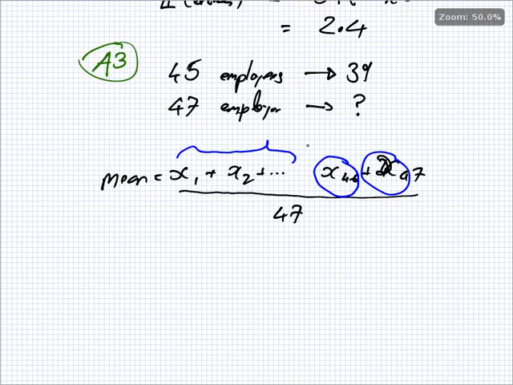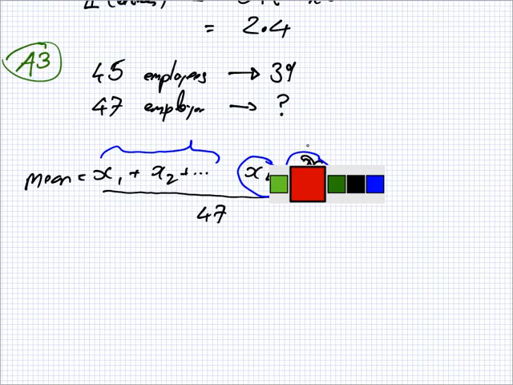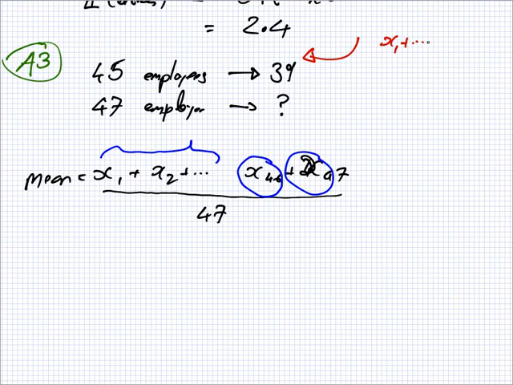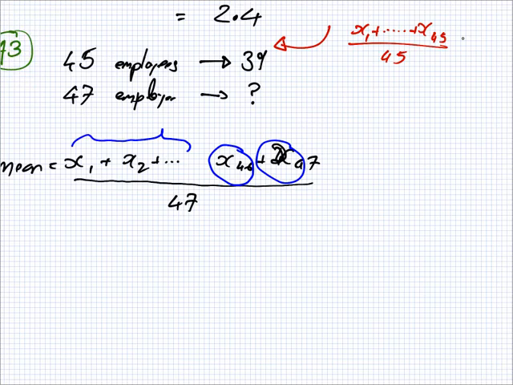So what you can do is look at this here. You know that x1 plus ... plus x45 over 45 equals 39. So if you bring the 45 up, what do you get? 45 times 39, let me use the calculator, 1755. So that must be the total for everything here.